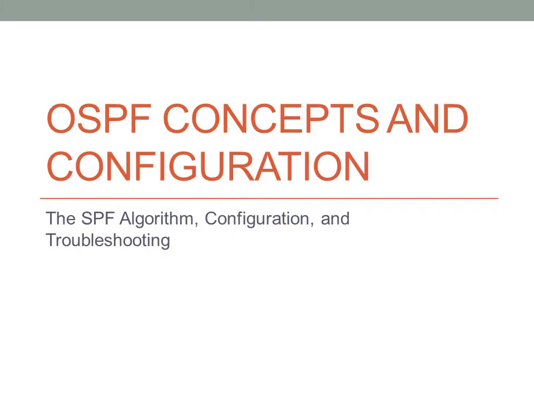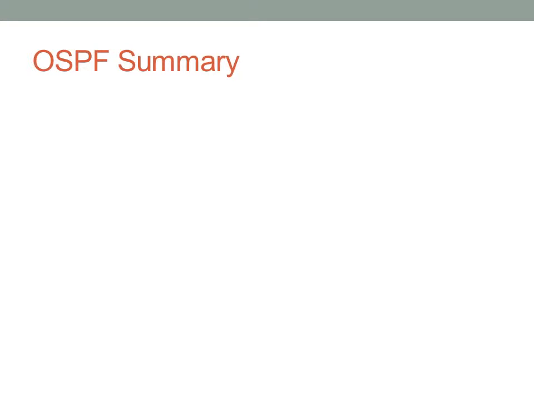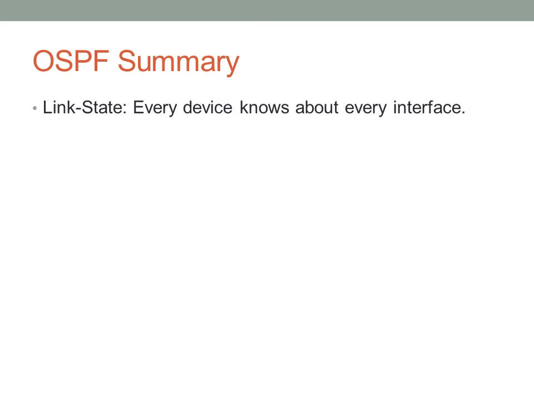So first off, let's talk about OSPF. So first, to summarize OSPF, OSPF is a link state protocol. That is to say, every single device that's running OSPF on this network knows about every single interface and what network those interfaces are connected to. So OSPF is classless. It allows variable length subnet masking, so we can do VLSM topologies.